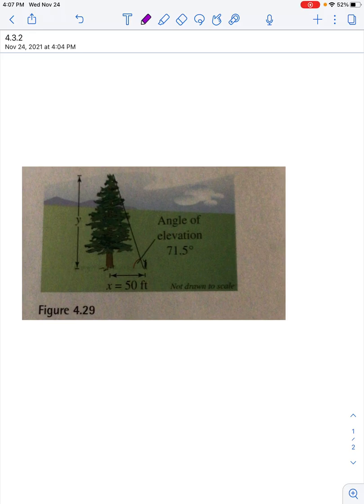All right, second part of 4.3, just going to be doing some real life right triangles.